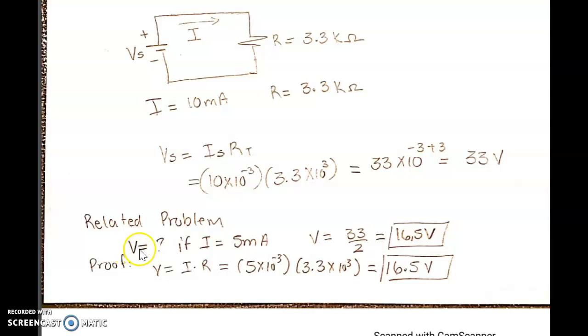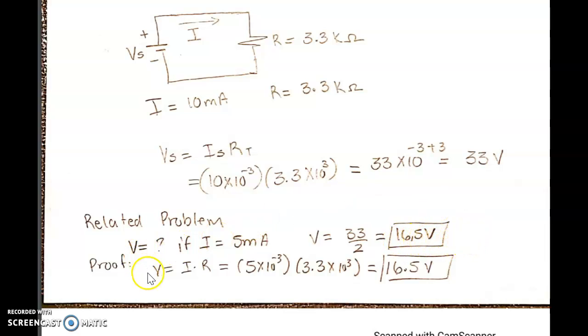Now they're asking, what happens to the voltage if the current gets to 5 milliamps? So what should happen? The current was 10 milliamps before, now it's 5 milliamps. So the voltage is expected to halve. So from 33 volts, we can just divide it by the factor that the current was reduced by, and that should be our answer, 16.5 volts.